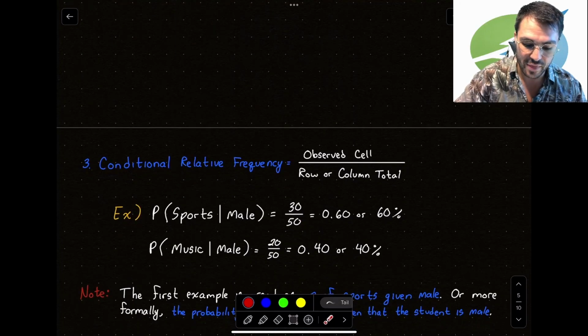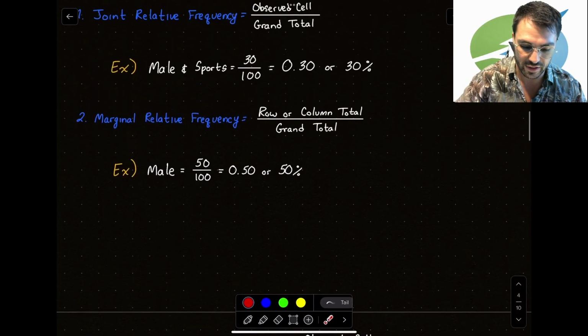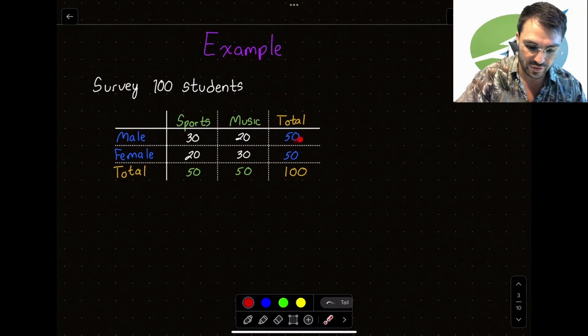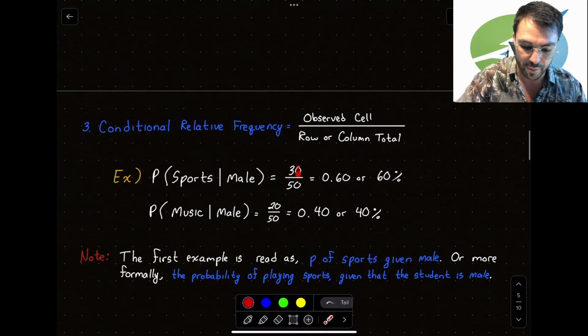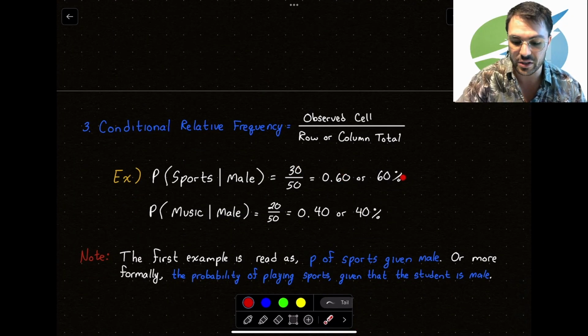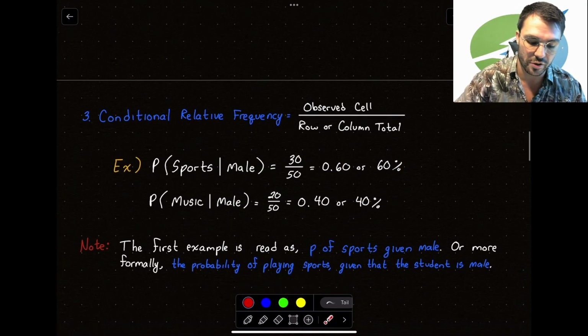And then we divide that by whatever is after the given, which is male, and that's 50. So the probability of playing sports given you're male is the number of male sports players divided by the total number of males. 30 divided by 50 is 0.6, or 60%. And just another example to drive it home.